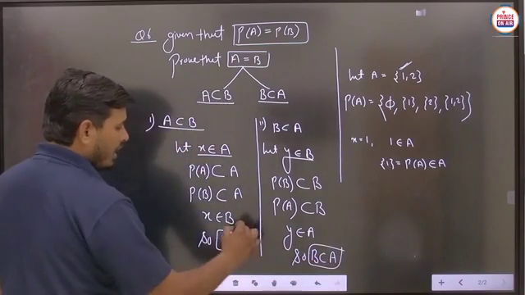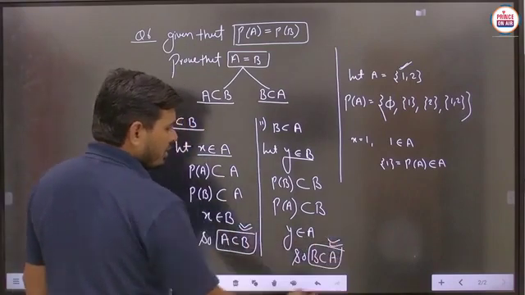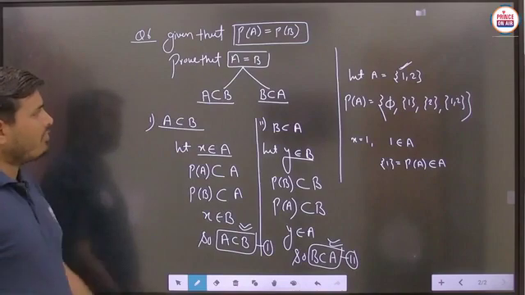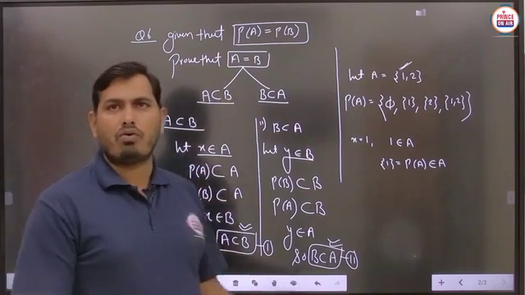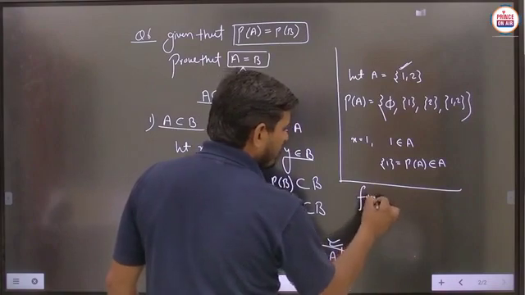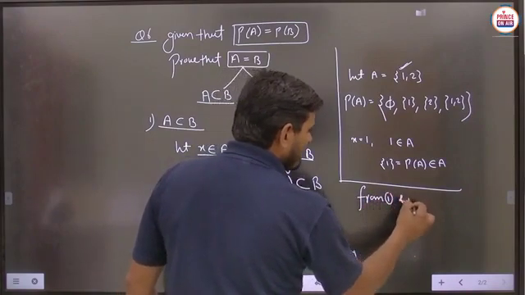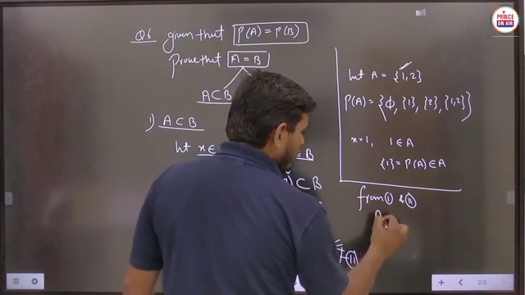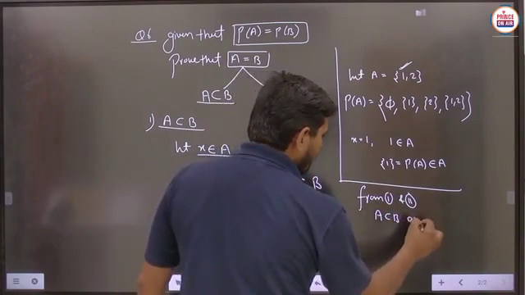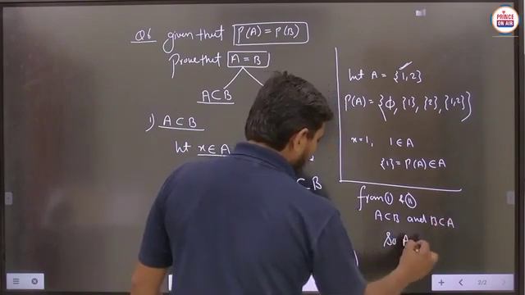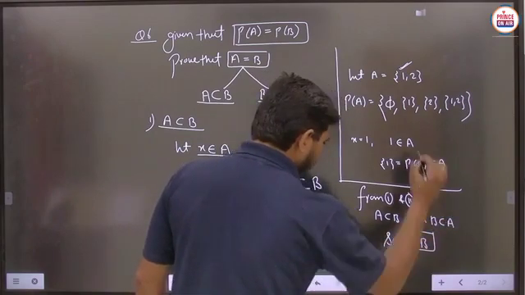So if we are able to prove both the conditions, then according to the first result and the second result, we can say that this particular set A is equal to B. So from first and second, we are saying that A is a subset of B and B is a subset of A. So A equals B. This particular result, student, you can easily prove.